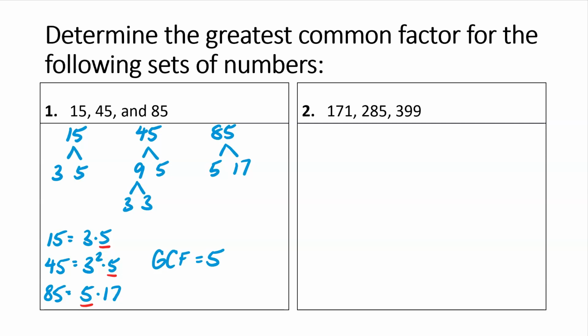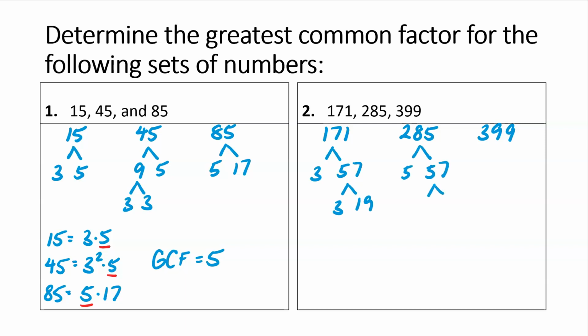Next example, we have 3 numbers. We want to find the greatest common factor. We start with factor trees for all 3 numbers. 171 is 3 times 57, and 57 is 3 times 19. 285 is 5 times 57, 57 is 3 times 19, and 399 is 3 times 133, and 133 is 7 times 19.